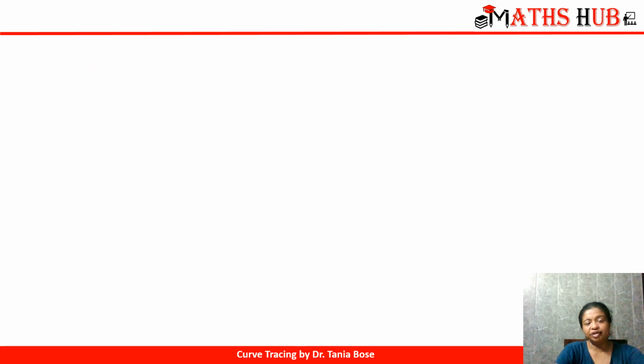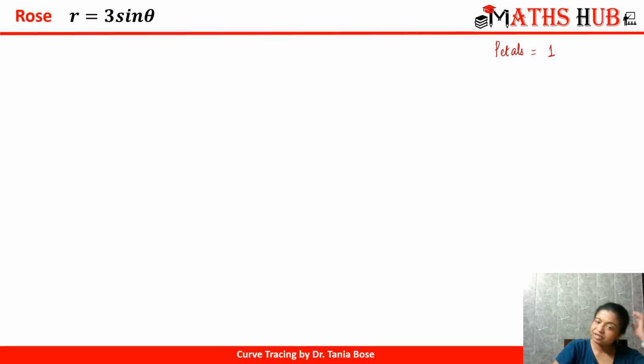So let us move on to the first one: r equal to 3 sine theta. Here you can see that n is equal to 1, so there will be only one petal. And take care of the same thing that we did in cos: when the petals are small in number, the curve will be more circular. As the number of petals increases, it will become oval, and with more petals, it will become more sleek.